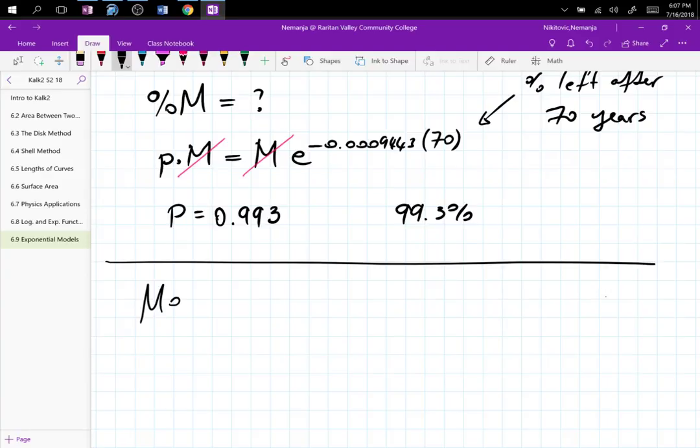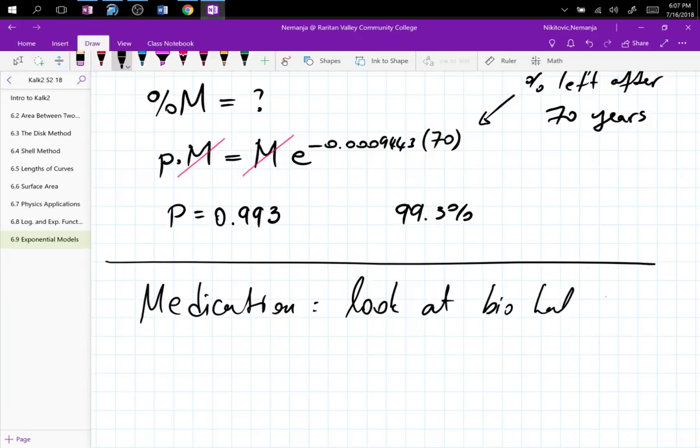So medication. Look at bio half-life. Calculations are the same as for radioactive material, same stuff. I mean, our medical field didn't really progress at all, because now instead of calling them magic potions, we call them medications, and instead of calling them shamans and whatever, now they're called doctors. It's the same deal. We just updated the wording on it.